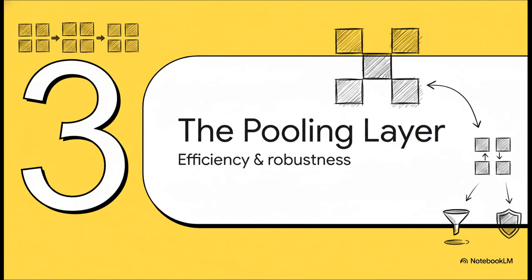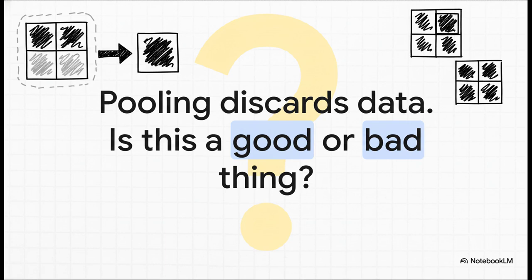Okay, so we've found our features. Awesome. But these feature maps can still be pretty huge and have a lot of redundant information. So the next step, the pooling layer, is all about summarizing this information to make our network faster, more efficient, and more robust. The most common method here is called max pooling.